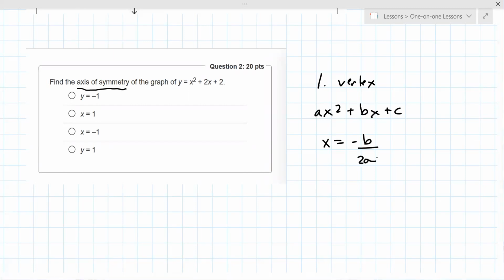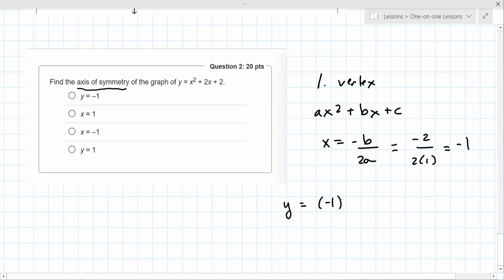Vertex is 1. Wait, sorry, I can't hear you. Vertex is negative 1. So minus 2 over 2 times 1 is negative 1. Yes. Now I want you to find the y coordinate. I want you to put negative 1 back in for x. The answer is 1. Good. So your vertex here is minus 1 comma 1.